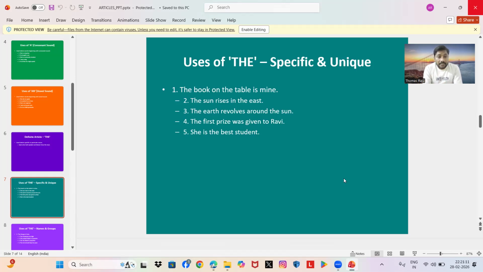So next see. C is the best student. Means before superlative degrees also we use the article the. Before superlative degrees we use the definite article. And before what else do we use it? Ordinal numbers, like first, second, third, fourth. Before those also we use this definite article the.